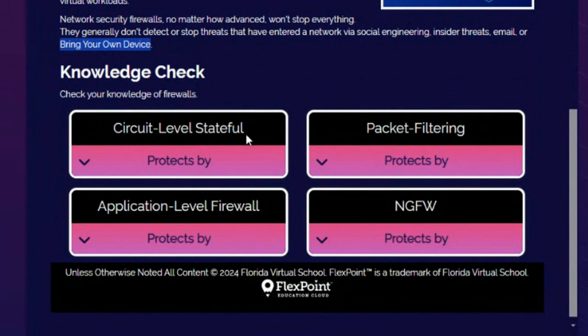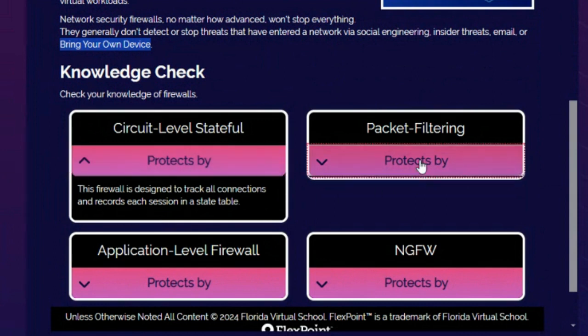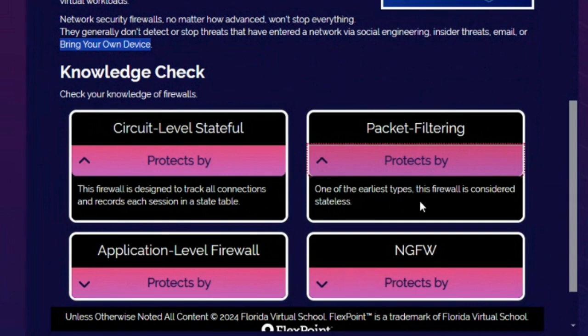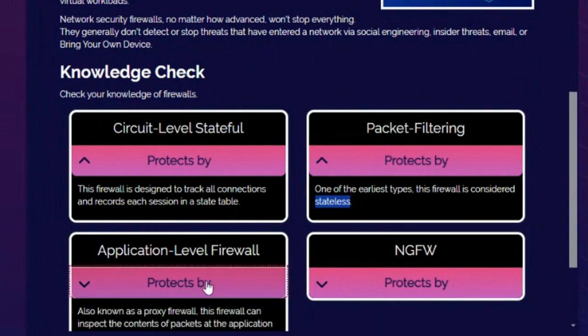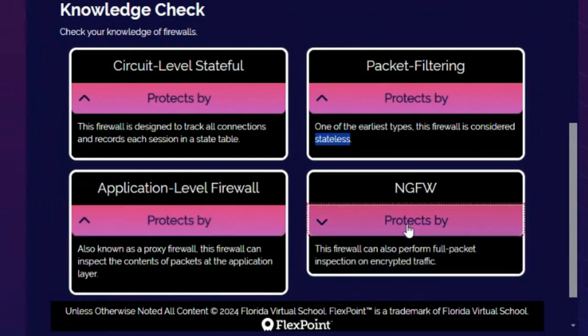Circuit level, stateful. It protects by tracking all connections and records each session in a state table. Packet filtering is one of the earliest types. It's considered stateless. It does not keep a record of what comes through. Application level, also known as the proxy firewall, can inspect the contents of the packets at the application layer. And then the next generation firewall, NGFW, can also perform full packet inspection on encrypted traffic.